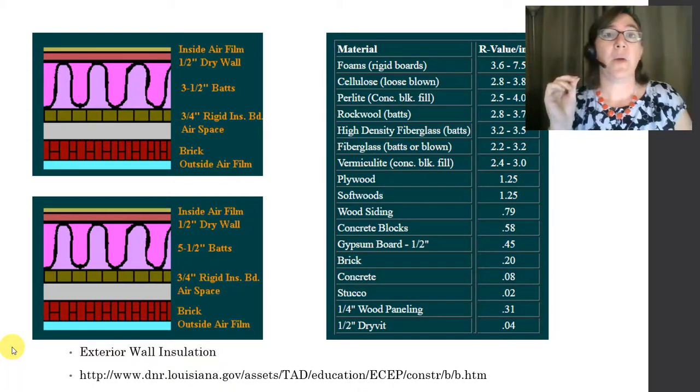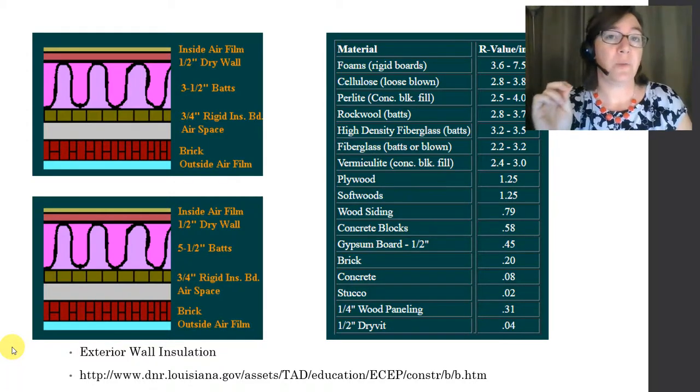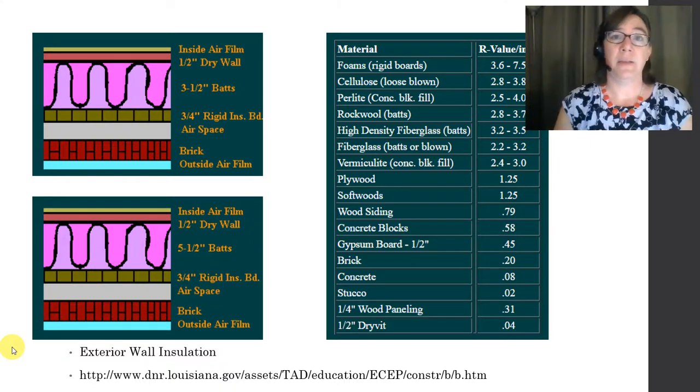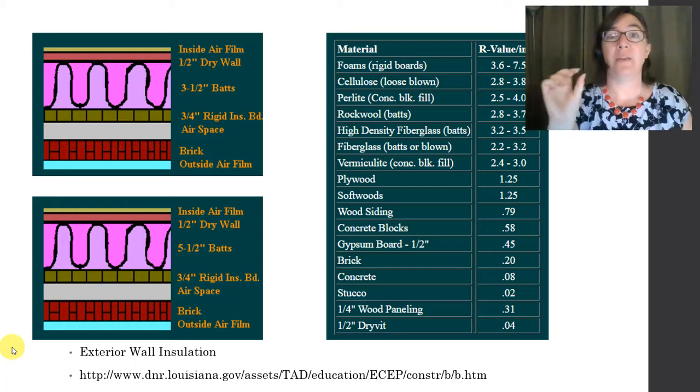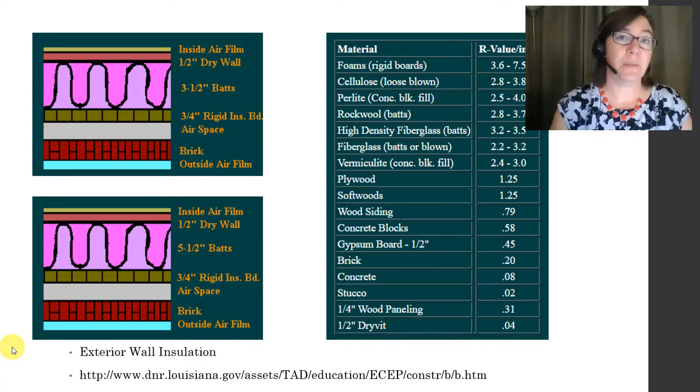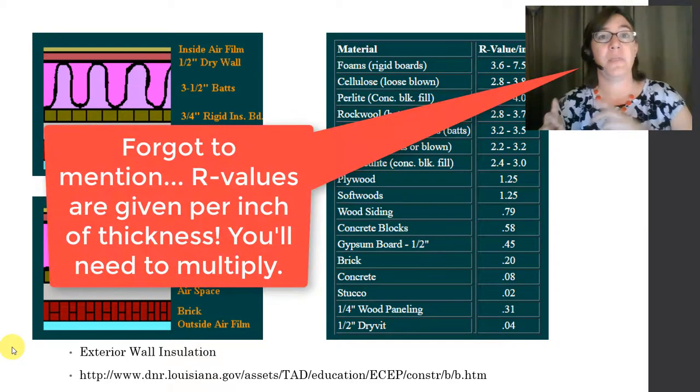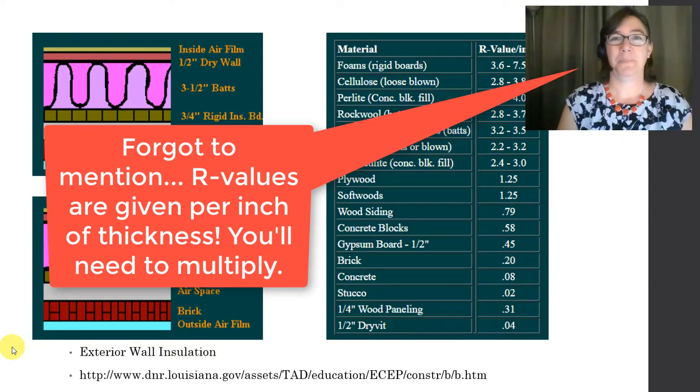I invite you to pause right now, stop the video, and see if you can do this calculation. You're just going to find the R value. Make sure you have the right value for the thickness of material that you've got, and then add them up.